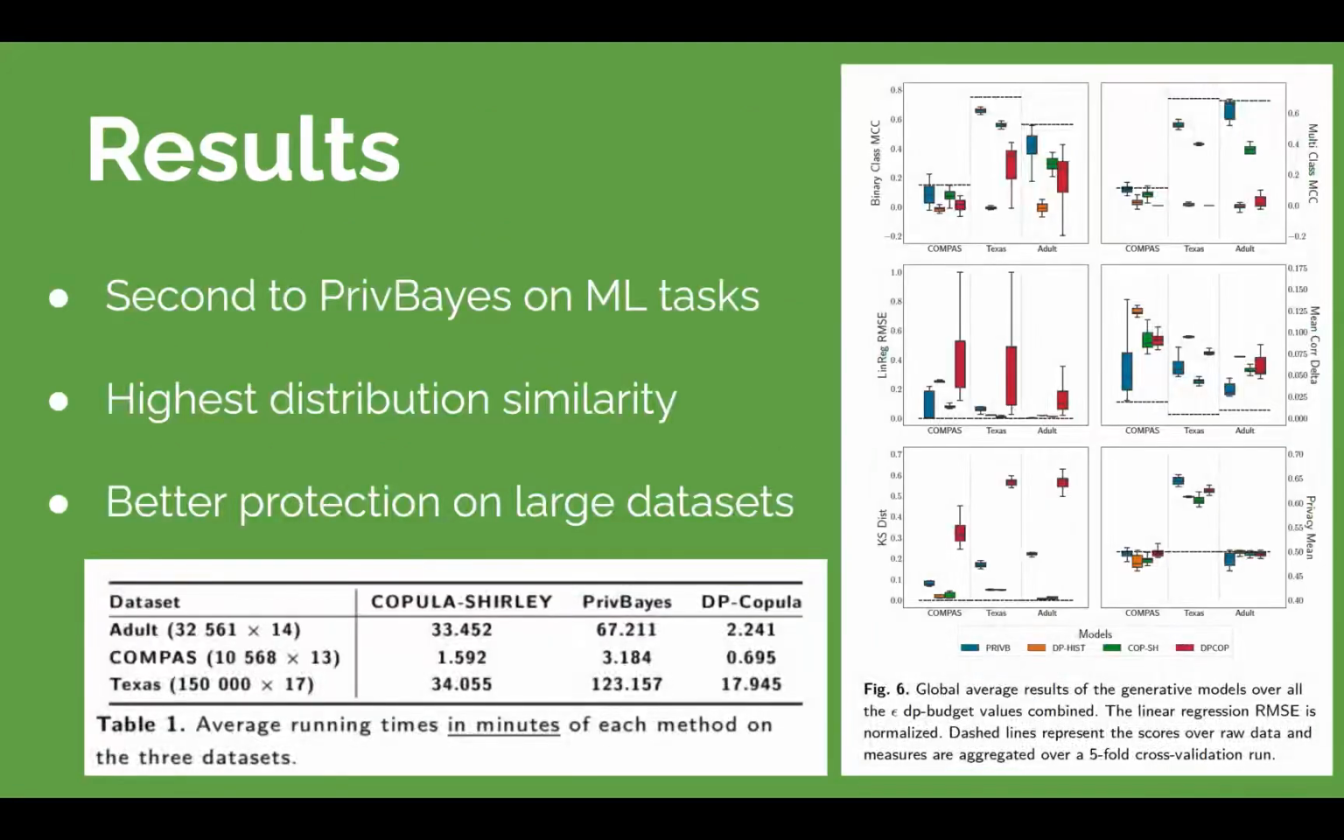The overall result is that our method is second to PrivBase on ML tasks. It has the highest distribution similarity. It's comparable to DP histogram in that respect, and there's better protection on large datasets. And it's also quite a bit faster.